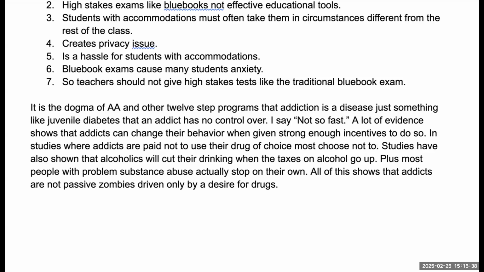Let's reread this. It is a dogma of AA and other 12-step programs that addiction is a disease, just something like juvenile diabetes that an addict has no control over. I say not so fast. A lot of evidence shows that addicts can change their behavior when given strong enough incentives to do so. In studies where addicts are paid not to use their drug of choice, most choose not to. Studies have also shown that alcoholics will cut their drinking when taxes on alcohol go up. Plus, most people with problem substance abuse actually stop on their own. All this shows that addicts are not passive zombies driven only by a desire for drugs.